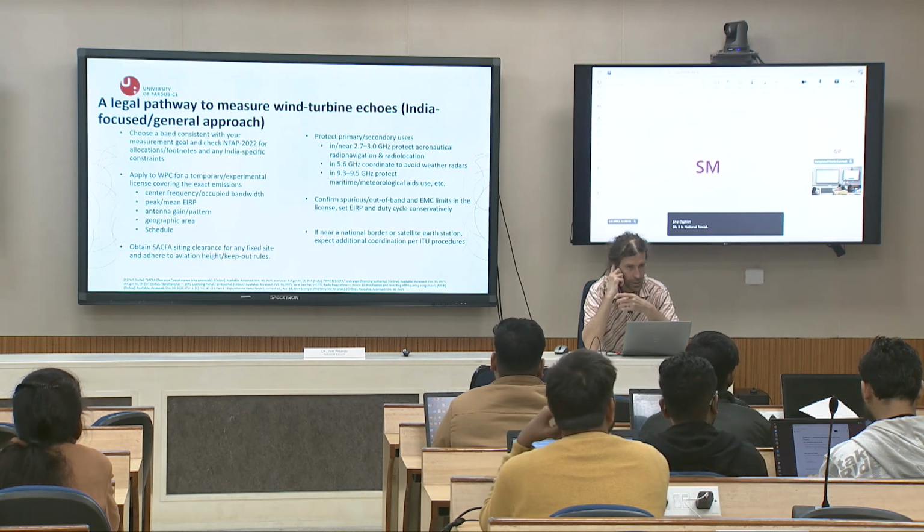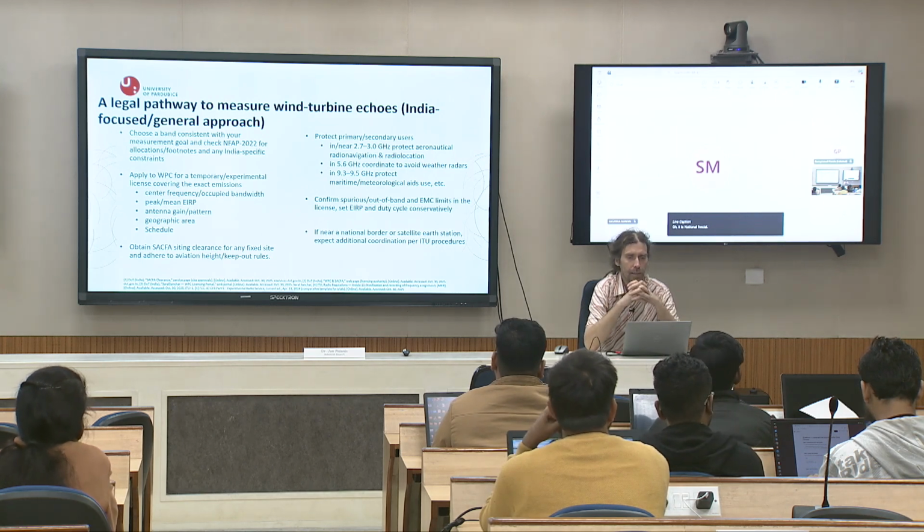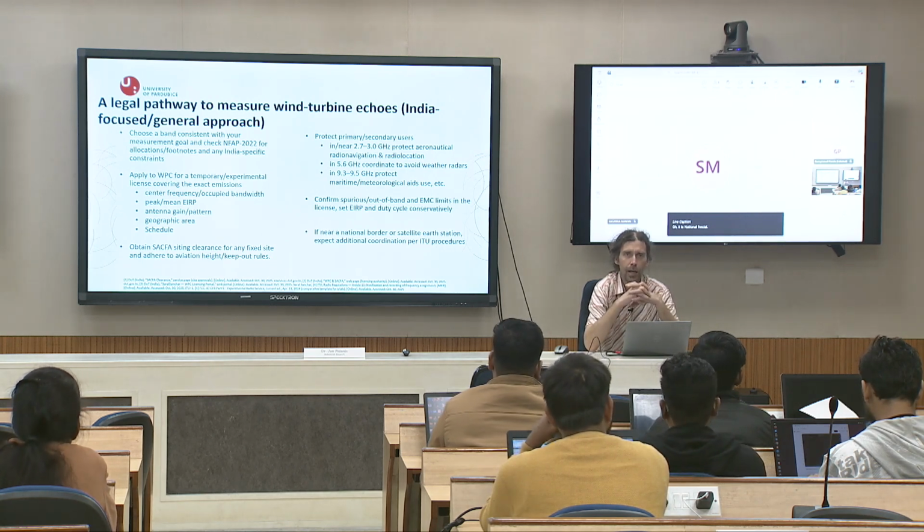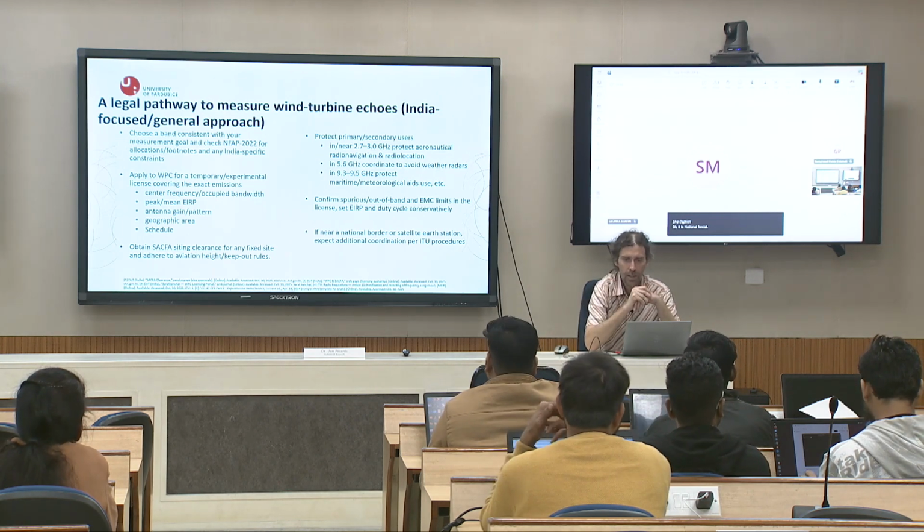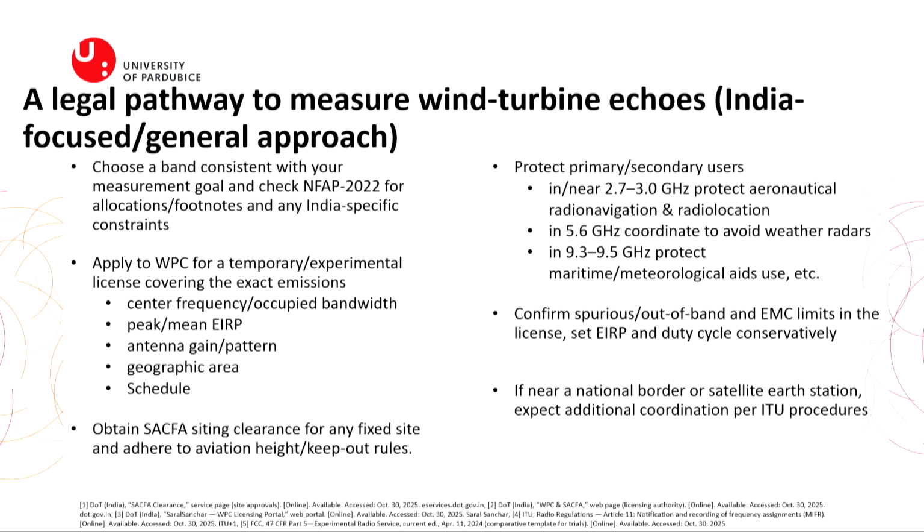So we use this National Instruments SDR, and it is in S-band, about 3 gigahertz, as you can see later, I think tomorrow. If you confirm spurious out-of-band EMC limit in the license, duty cycle, and so on, you get clearance and you can make a measurement. Only there will be some exceptions if it is close to a national border or some special areas, of course military. There it will maybe be much more difficult to get it.